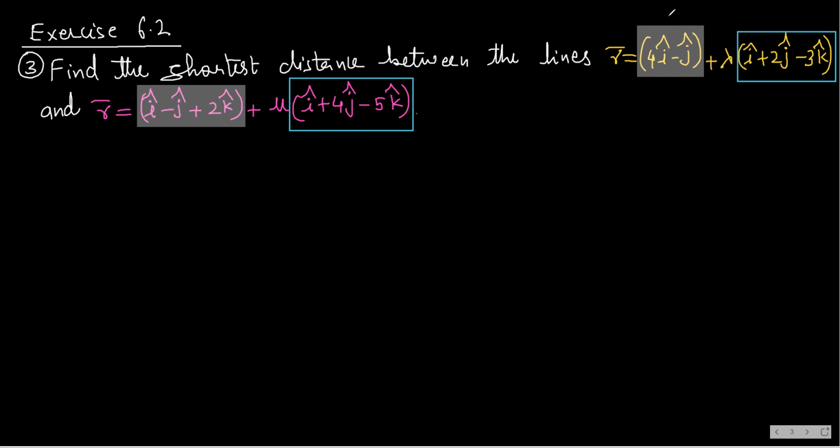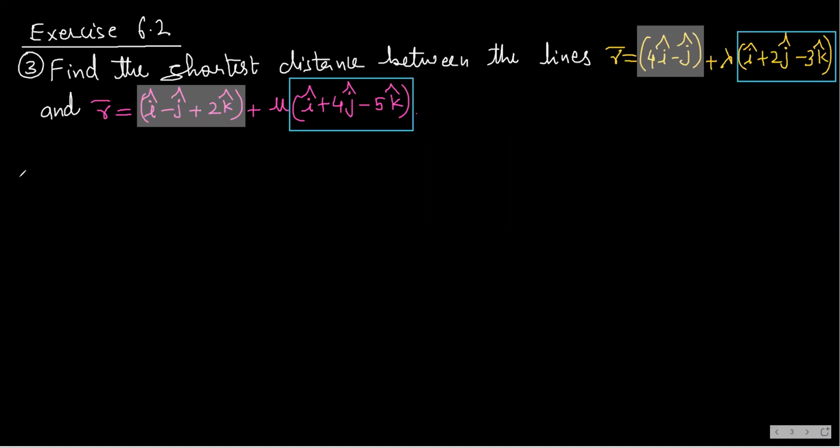So what I'm trying to tell you is, see, this is your a1 bar, it is the position vector of point A1. This is the position vector of point A2 on the line. This is b1 bar and this is b2 bar. You got it? This is what I'm trying to tell you. So let us now go ahead, write the formula and solve the problem.